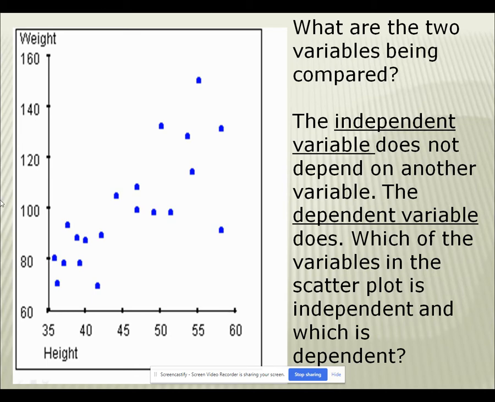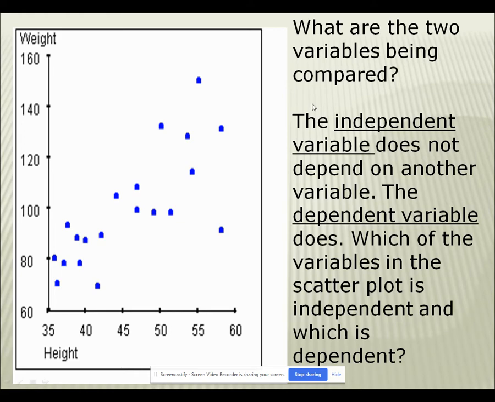If we look at this scatter plot, what are the two variables being compared? If you look at this graph, what are the two things we're comparing? We're comparing height on the x-axis, and we're comparing weight on the y-axis.